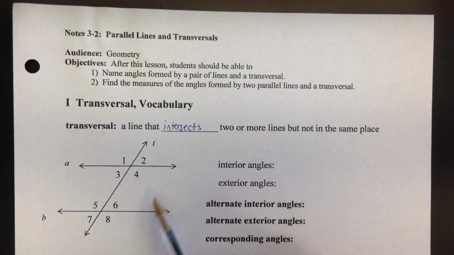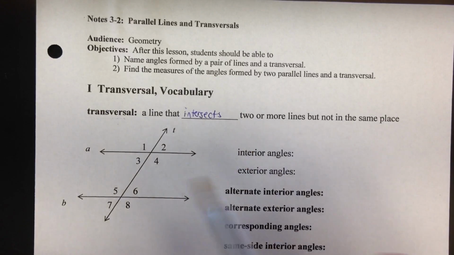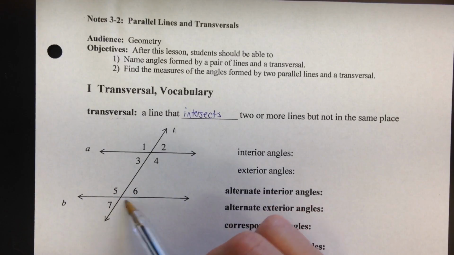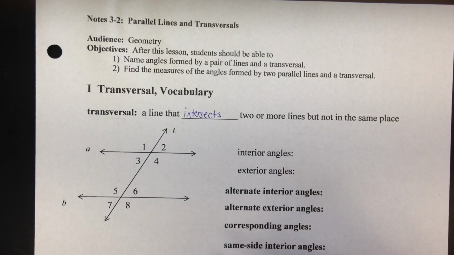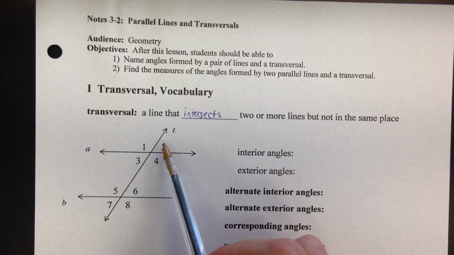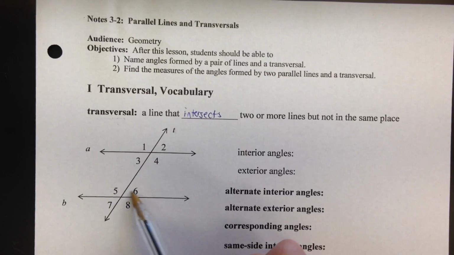Now it doesn't have to be with parallel lines that this happens, but typically we'll be looking at a situation where you have one line that's crossing two other lines, or two parallel lines will be the most common situation. T is the transversal, so that's this line, and it's crossing A and B. And what you realize is that when T crosses A and B, it creates four angles in the top, and it creates four angles in the bottom.